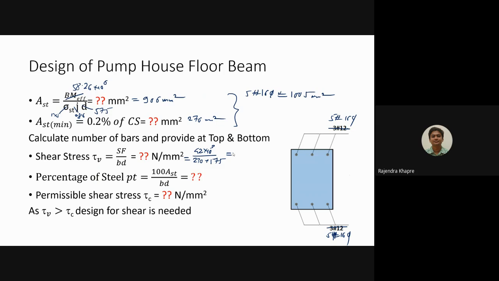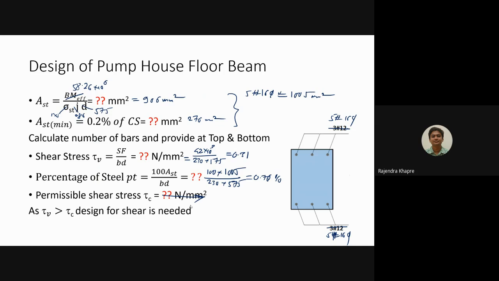How much is the tau V? 0.31. Sorry, 0.31. And your AST is 100 into AST provided is 1005. Just now we have calculated. So this is 230 into 575. How much is the percentage of steel? 0.75. 0.76%. Okay. Accordingly, now we have to check how much is the shear force permissible.